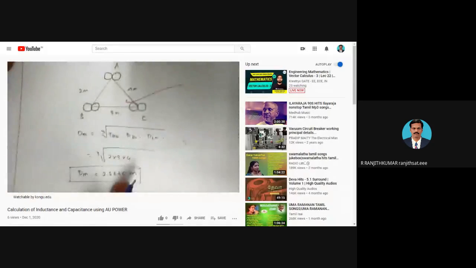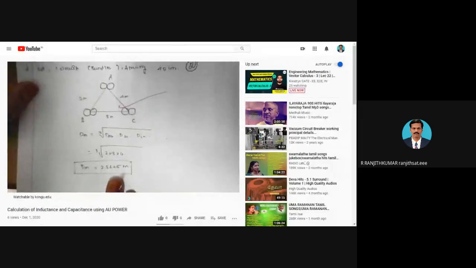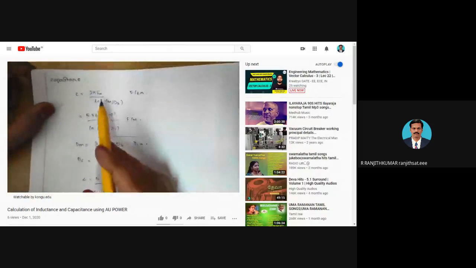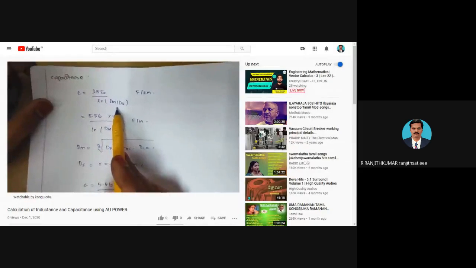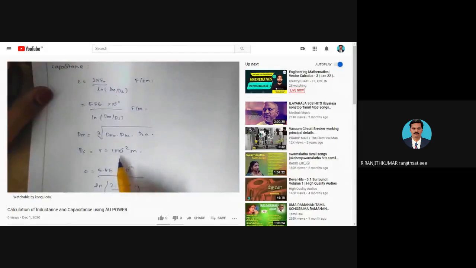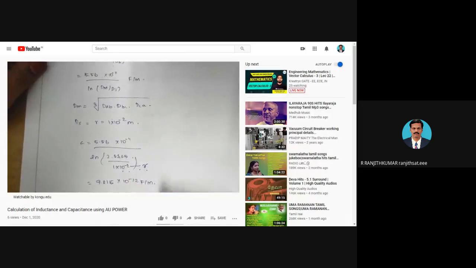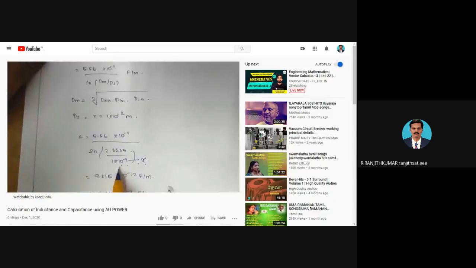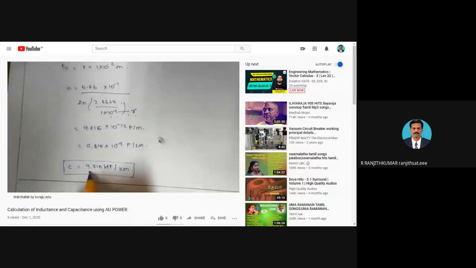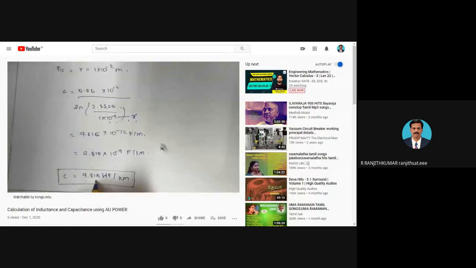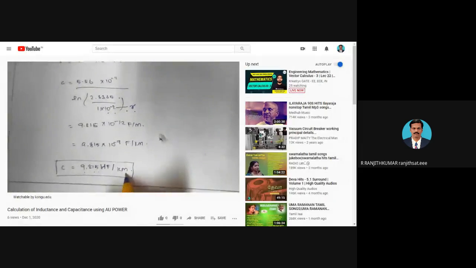Then capacitance, same thing, 2 pi epsilon divided by ln of Dm by Ds. Here instead of Ds we have to substitute our r, the radius. So the value of capacitance is 9.815 nanofarad per kilometer.